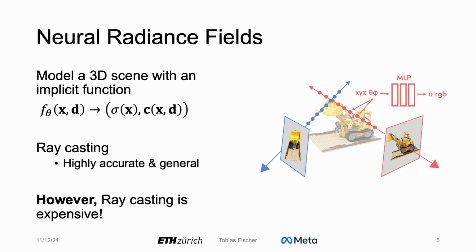Over the past years, NeRFs have been particularly successful in this domain. NeRFs model a 3D scene with an implicit function parameterized by a neural network and obtain the rendered views from raycasting, sampling the implicit function along the pixel rays. However, raycasting is expensive because for each ray we approximate the continuous rendering integral with discrete sampling, so we need to sample the implicit function many times per ray to do this accurately.